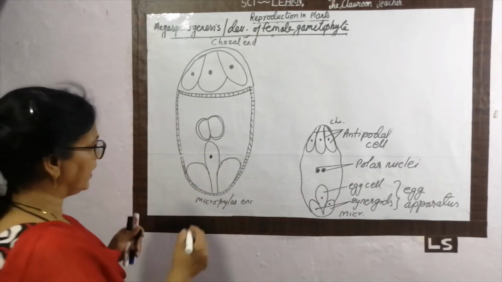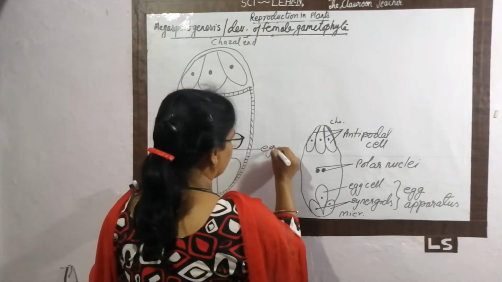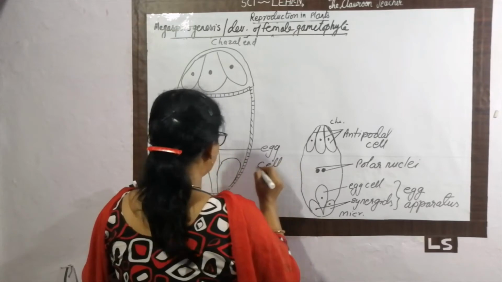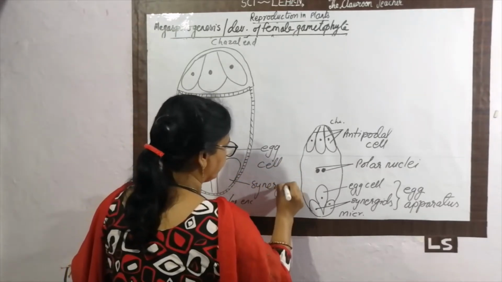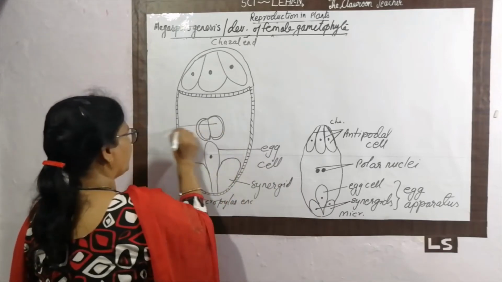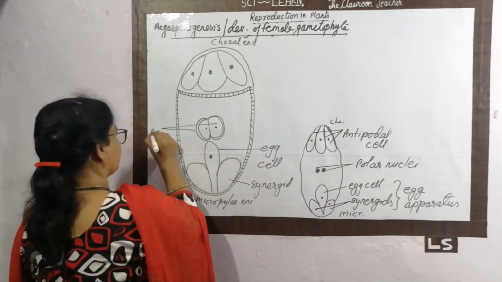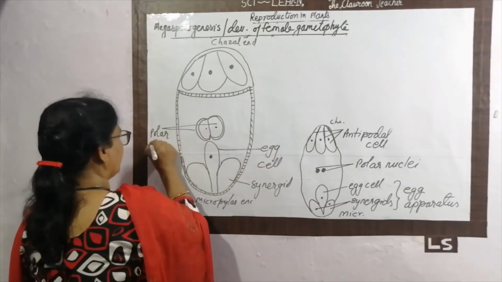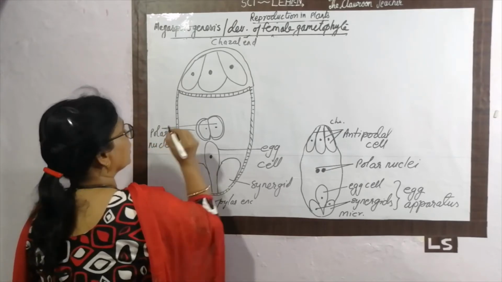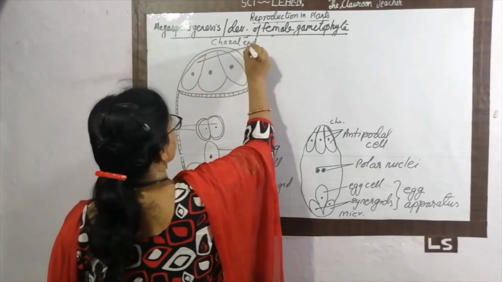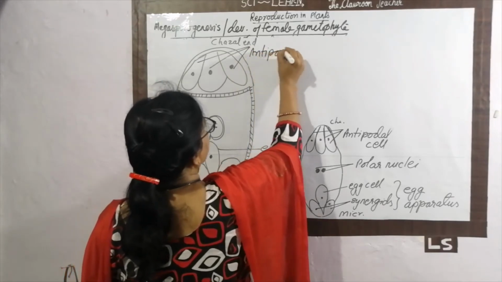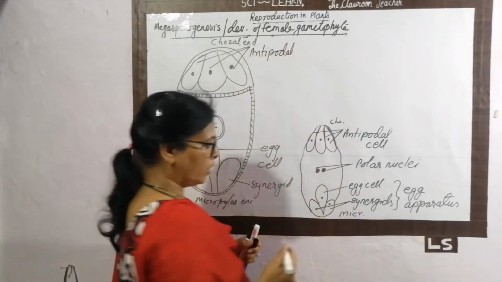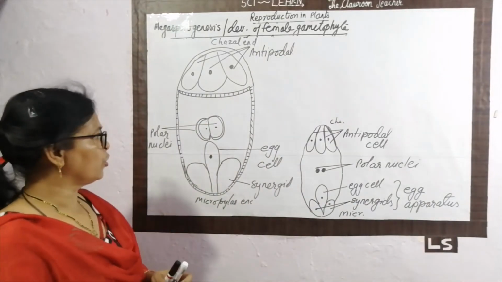This is called the egg cell. This is called the synergid. This is the polar nuclei. This is the antipodal cell. This is the complete structure of an embryo sac.